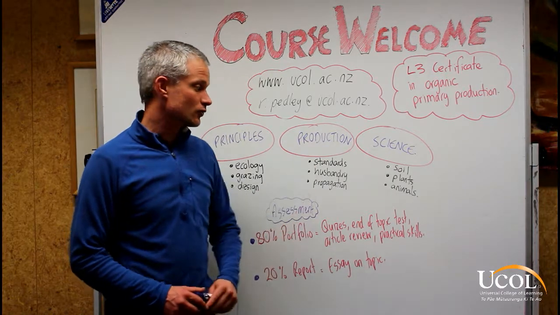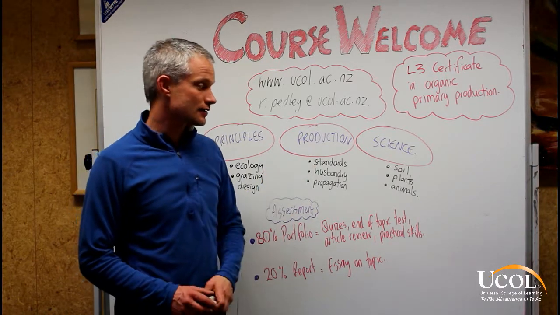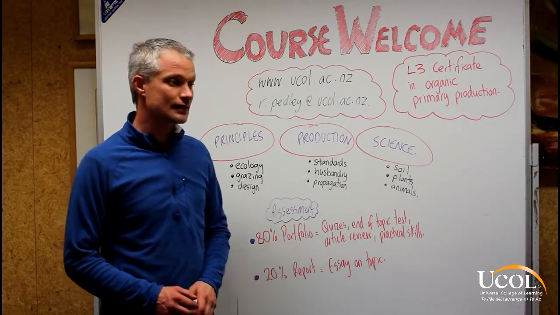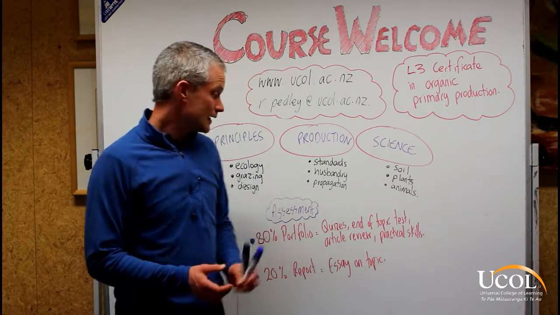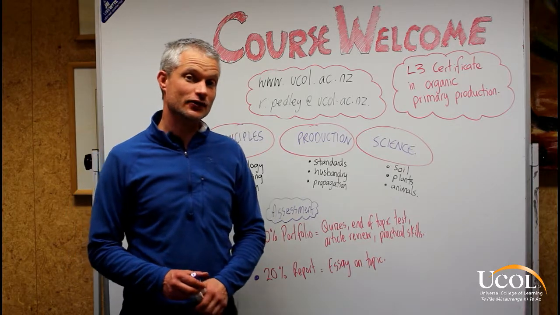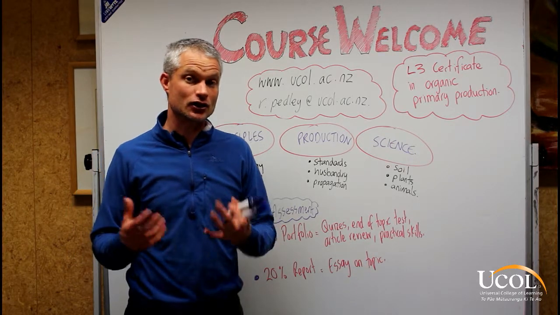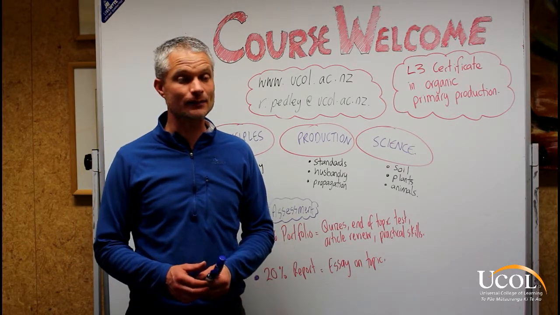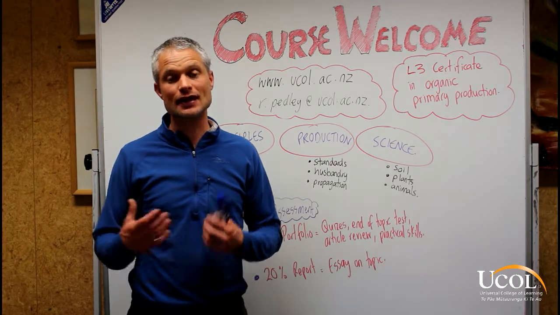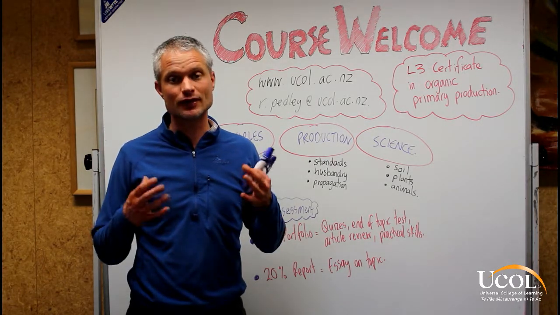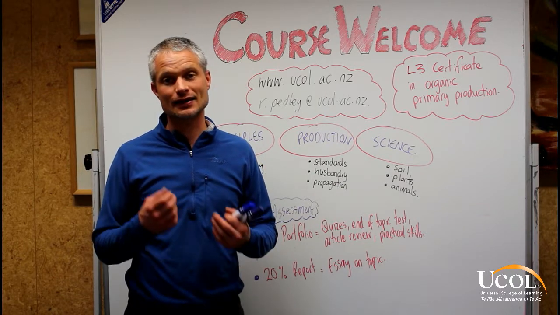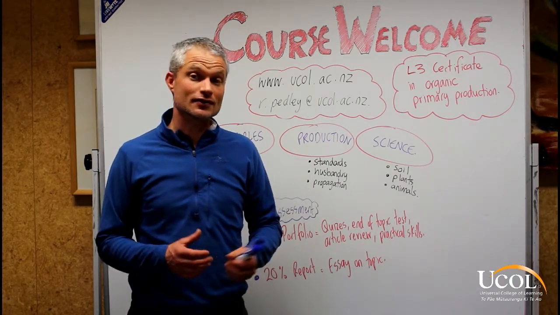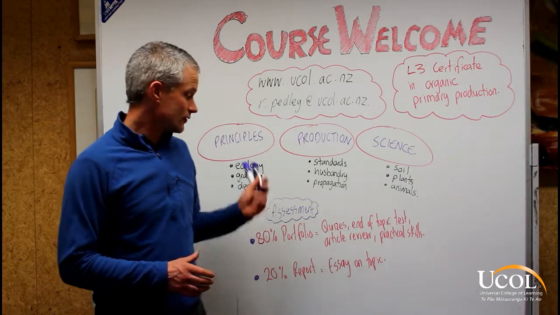There's three parts to the course: principles, production and science, and each one focuses on a particular aspect of organic primary production. The first one, principles, focuses on the design and the structure of an organic type farm, and to try to create a stable and productive farm system that is organic as a consequence of being well designed. So there's three parts to that.